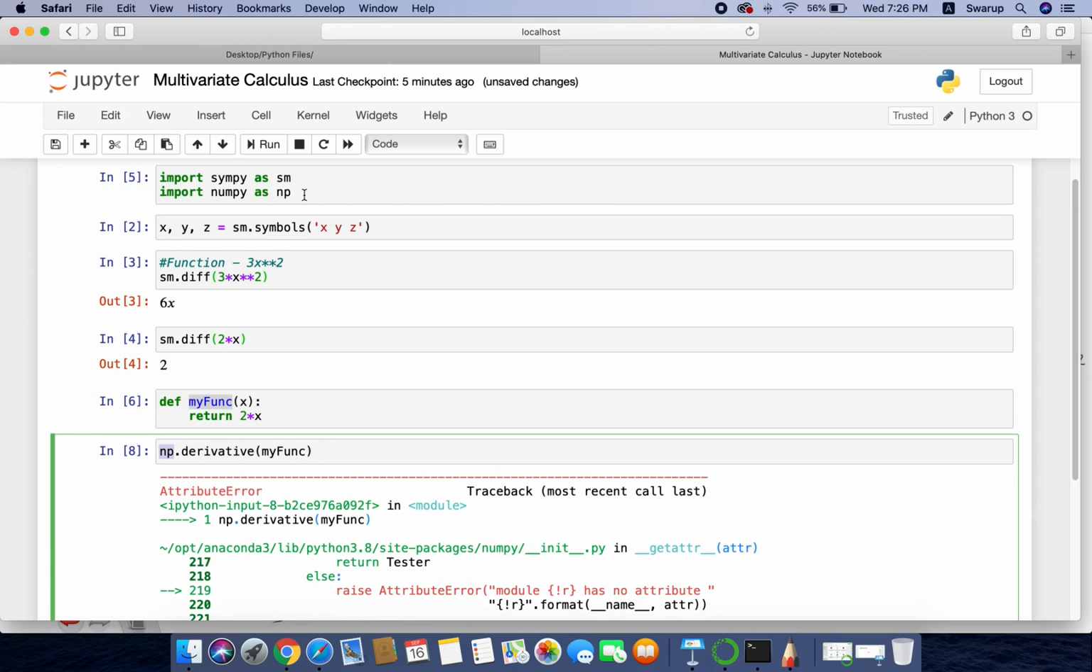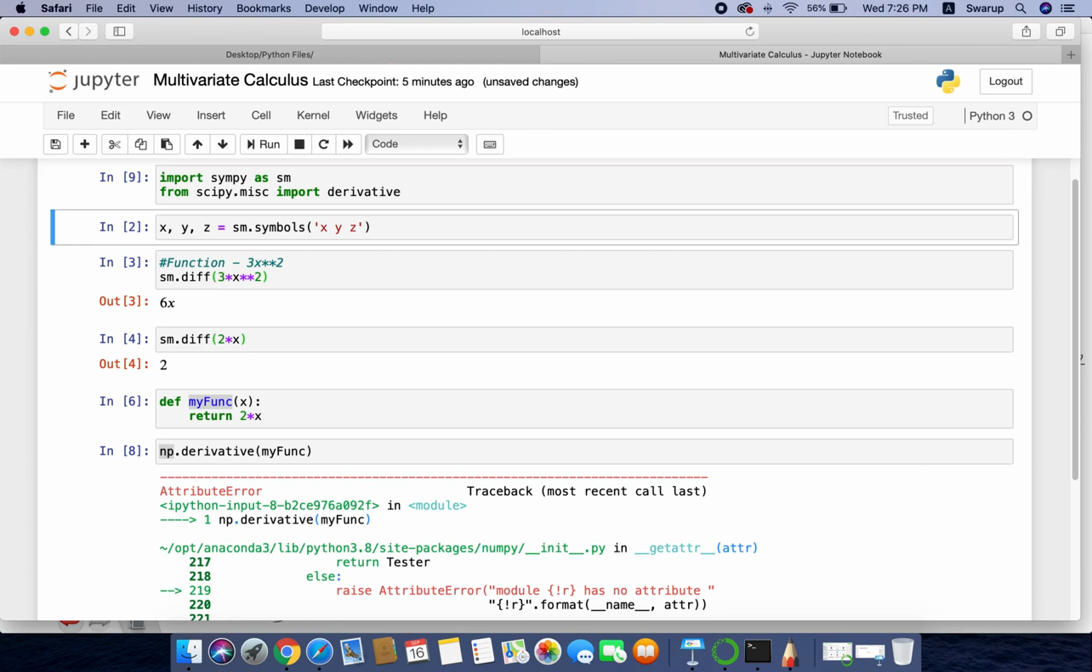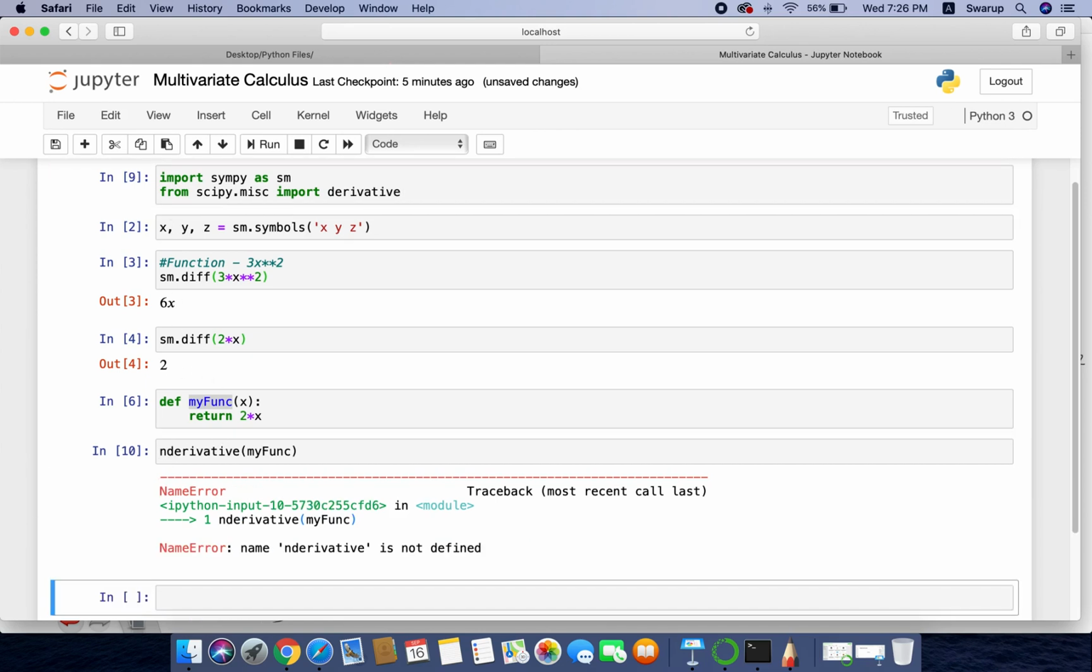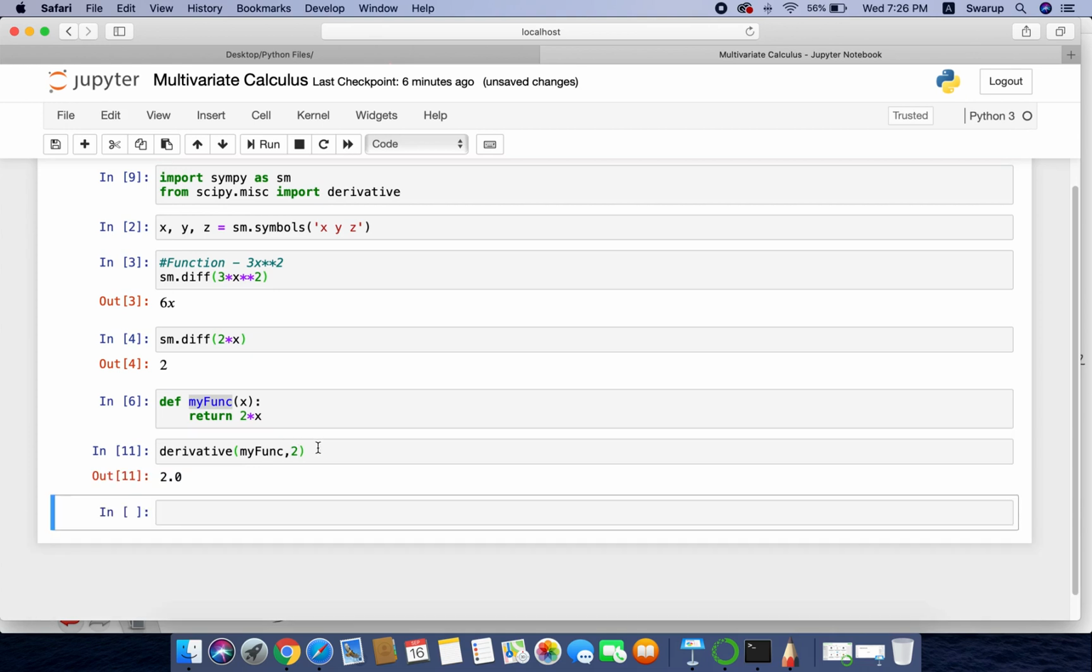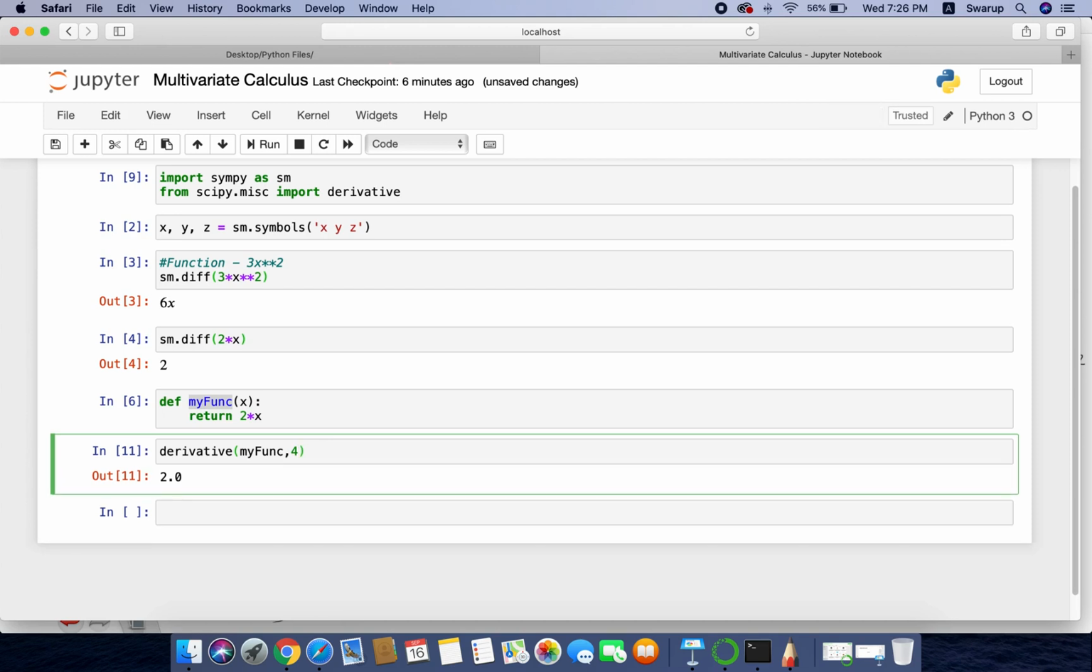Okay, within NumPy it is not working. It says NumPy has removed this, so instead we can use the SciPy package. So there is one more package, SciPy. Instead of using NumPy we can use SciPy for this kind of thing. SciPy has a package called miscellaneous, and within this we have something called derivative. So we can use SciPy here. Now we can pass any value for x, and it will give us the rate of change, which is nothing but 2.